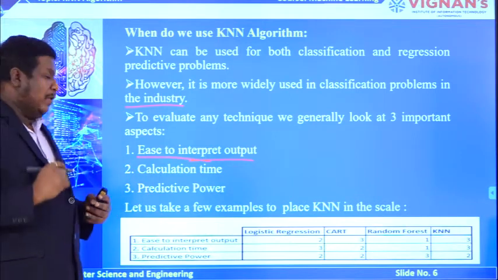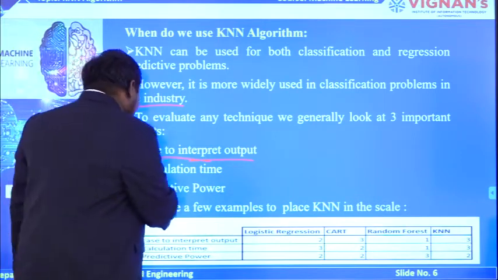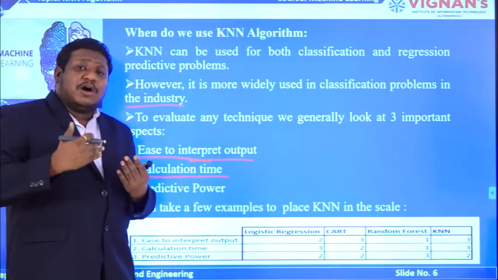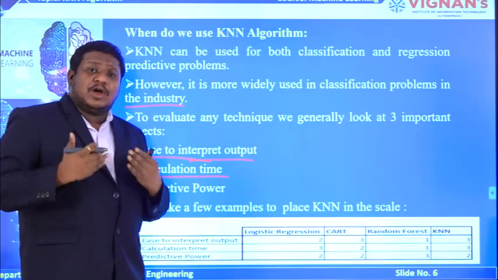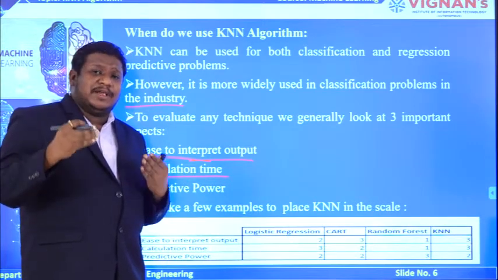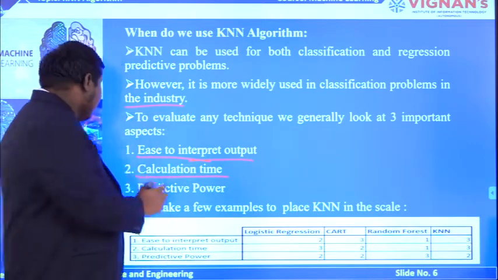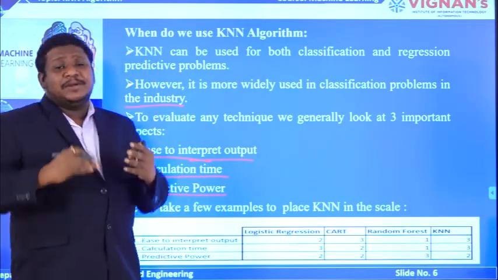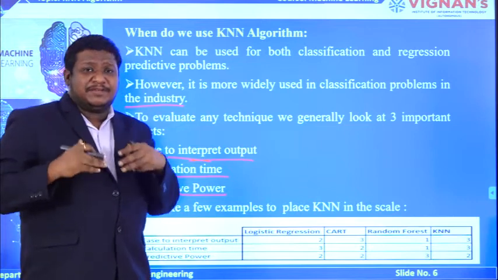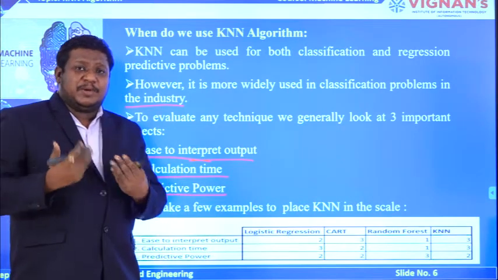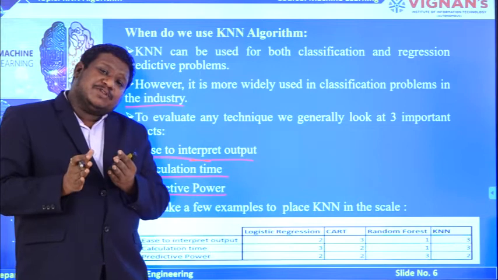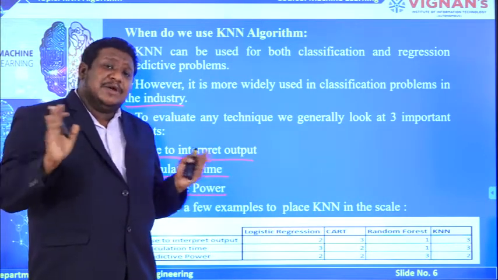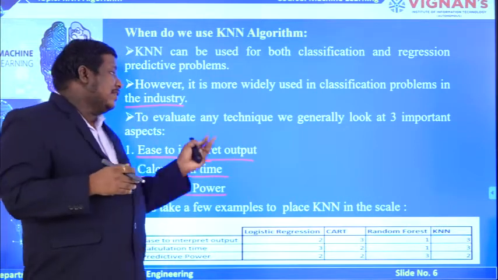That is the first point we will consider. The second one is the calculation time. In other words, we can take the processing time: how much time it is going to take to solve the particular problem we are given. That is the second thing. And of course, the third one is the predictive power. That means to what extent the model is predicting the things we are expecting from the model. That means whether it is going to predict the actual output for 100%, 90%, 80%. Based on that, we are going to select the algorithms.